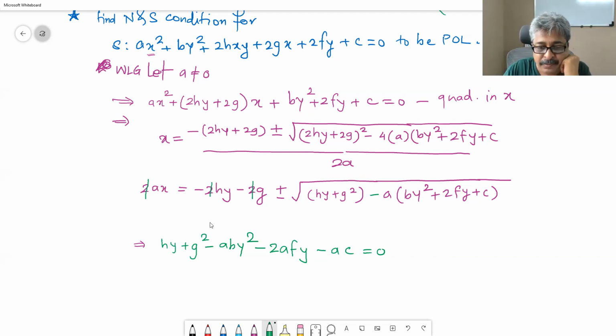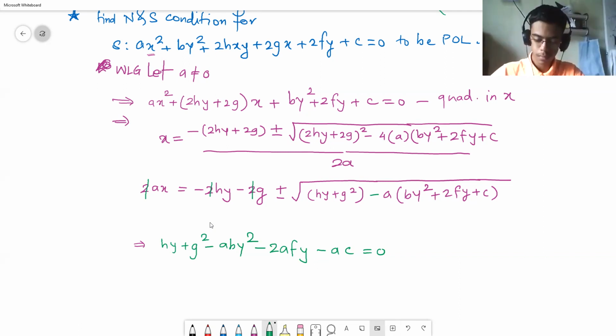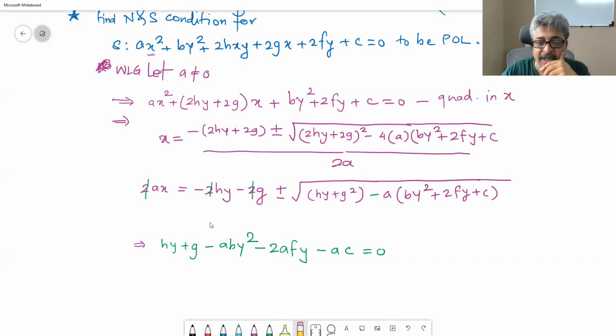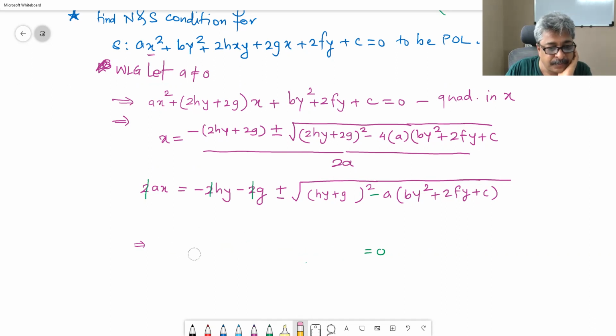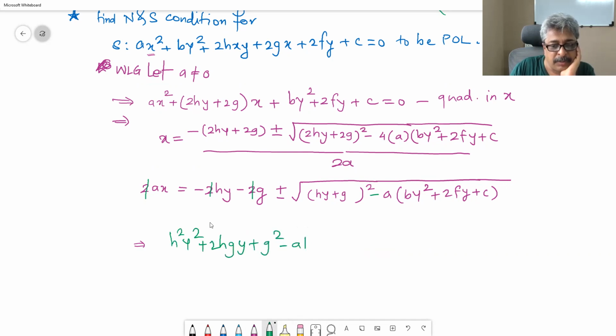Did I make a mistake? It is (hy plus g) whole square. Oh yes, that is what I am saying, this does not look good, something is wrong. This is (hy plus g) bracket square, and therefore we need to take care of that. I will write it again. h square y square plus 2hgy plus g square minus aby square minus 2afy minus ac is equal to 0.